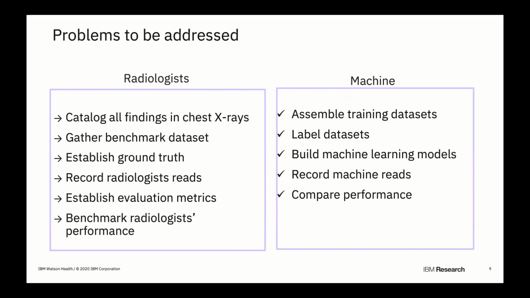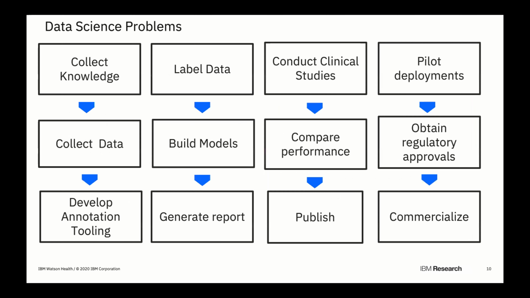Once you have that, obviously you have a lot of work to be done on the machine side in terms of assembling training data sets with different prevalence distributions, labeling such images accurately so that you can build machine learning models and then develop some comparison studies as well. So this is all we had to do in order to conduct this project.